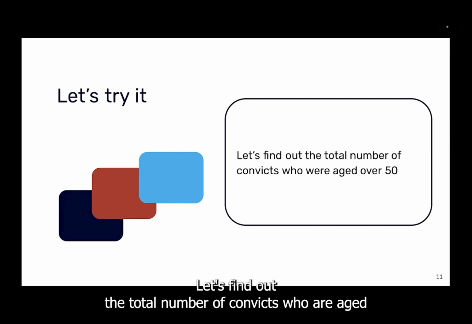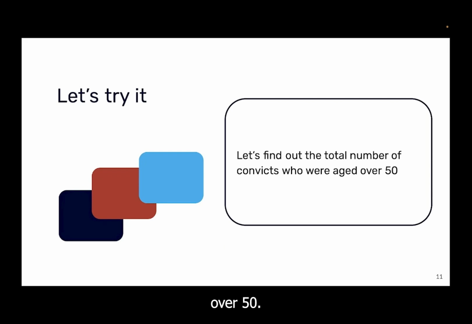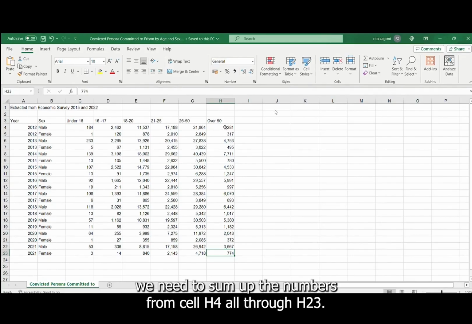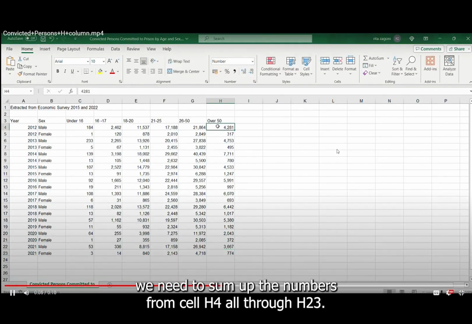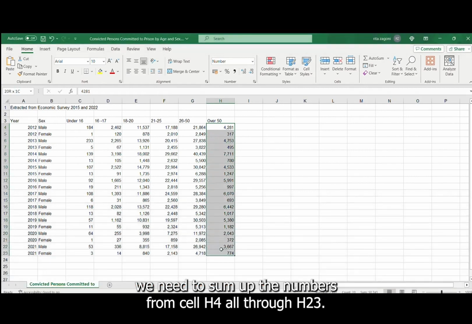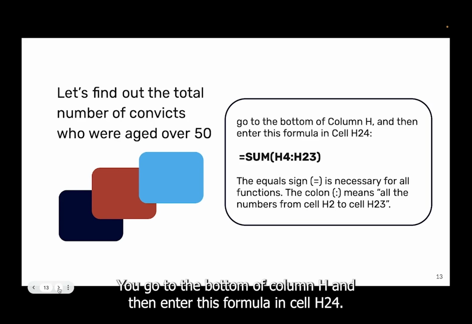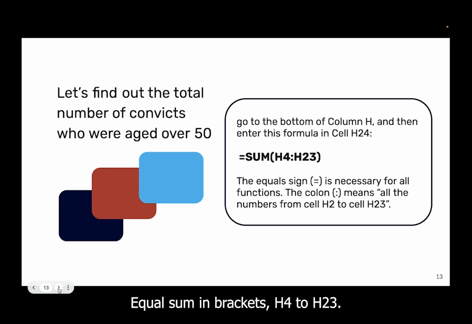Let's find out the total number of convicts who are aged over 50. To do this, we need to sum up the numbers from cell H4 all through H23. You go to the bottom of column H and then enter this formula in cell H24: equals SUM in brackets H4 to H23.